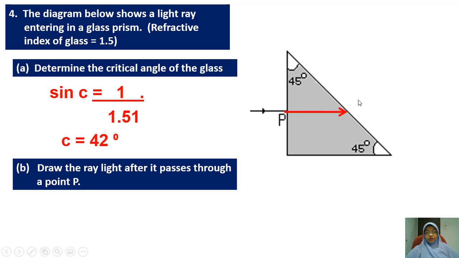Then you have to draw the normal line. Now where is the location of I? Here is the location of I. It is 45 degrees because this is 90 degrees, so I is 45 degrees. C was given just now as 42 degrees, so I is larger than C, so it will be total internal reflection.